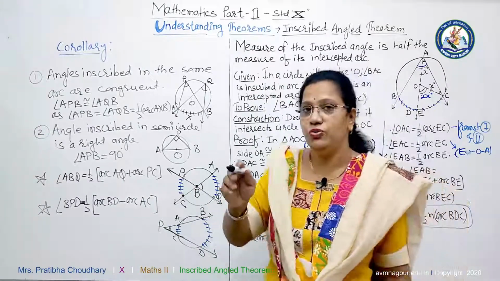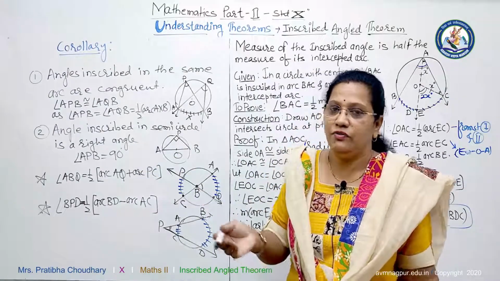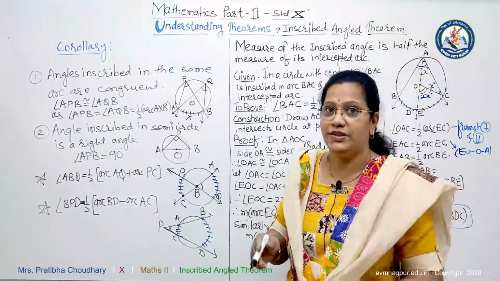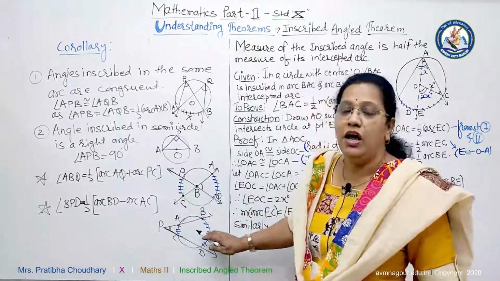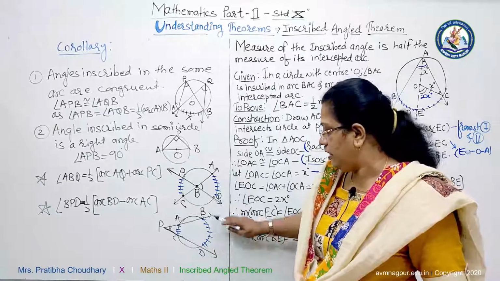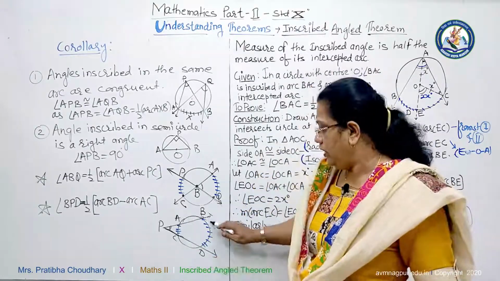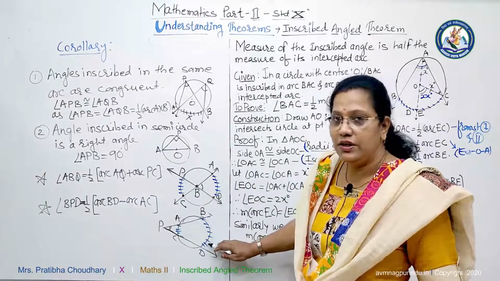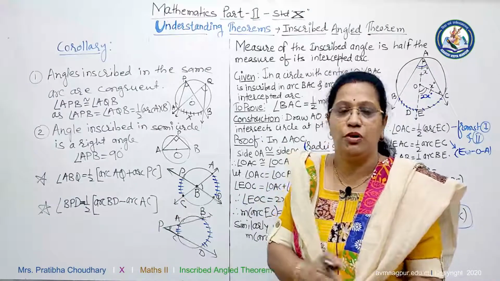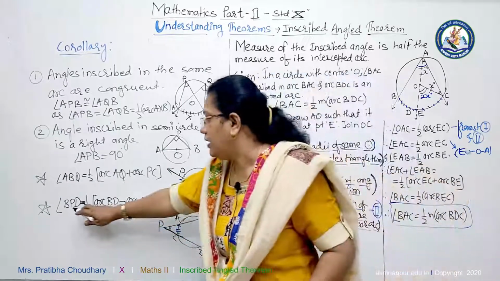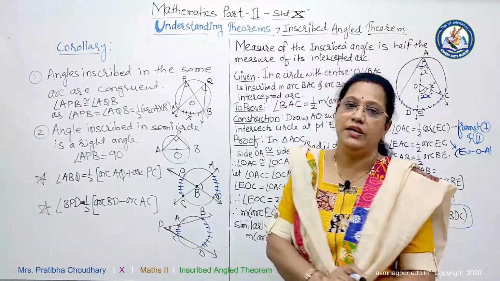And if two segments intersect each other and their vertex lies in the exterior, then what happens? Again we will get two intercepted arcs. So measure of this angle BPD will be half of the measure of arc BD minus measure of arc AC. Here BD is the larger arc, this is the smaller one. Naturally, if you are subtracting, you have to subtract the smaller from the greater. So angle BPD will be half of arc BD minus arc AC.